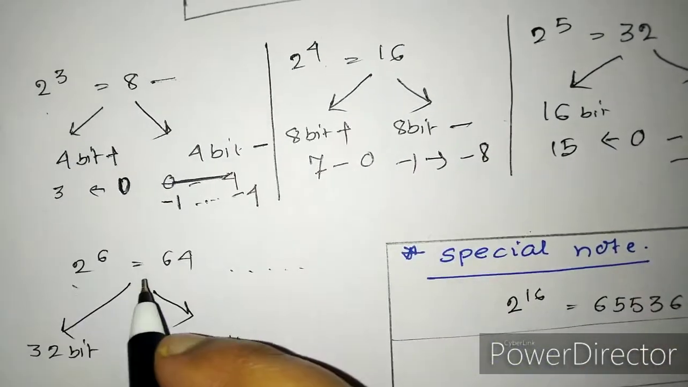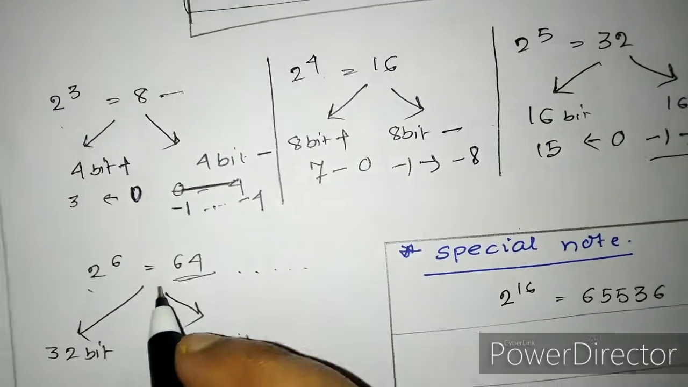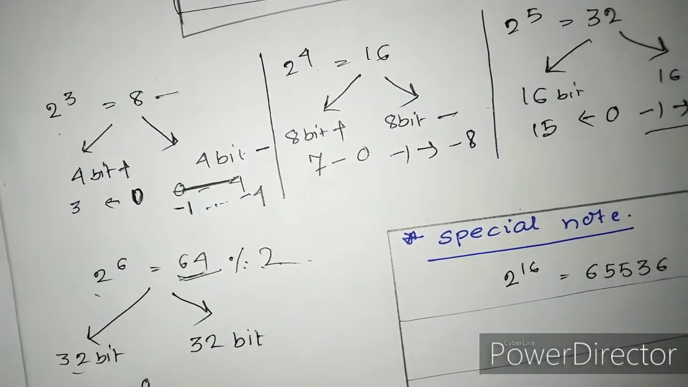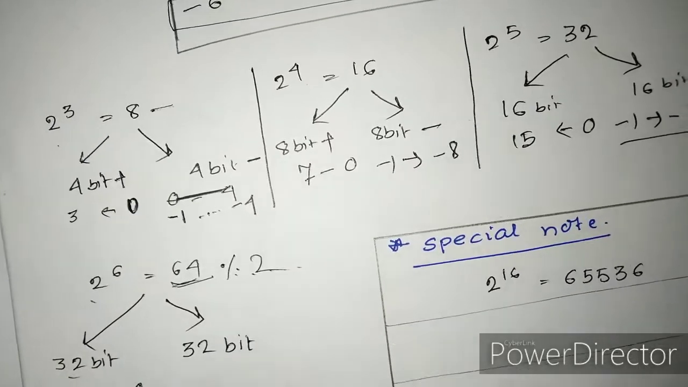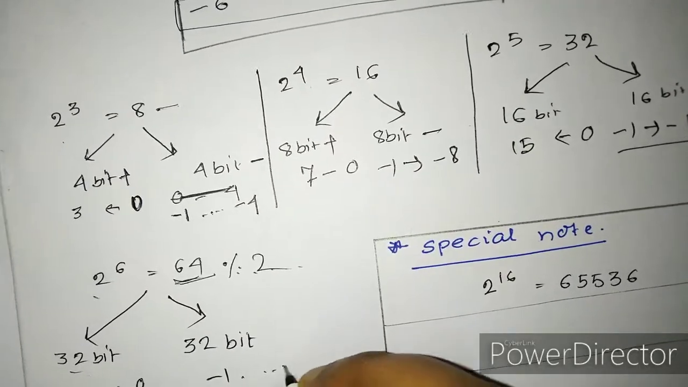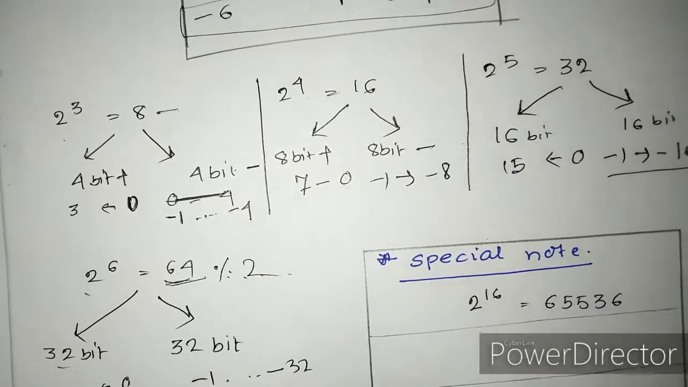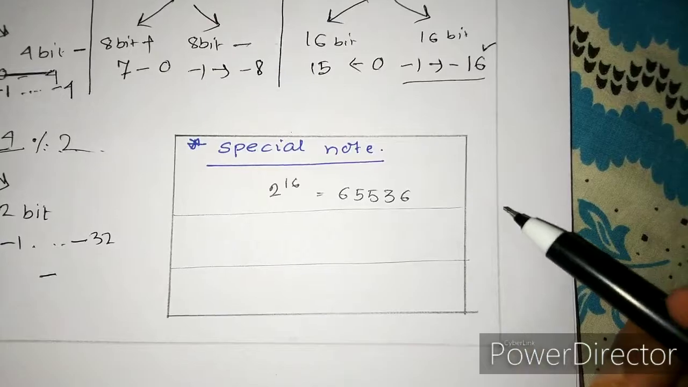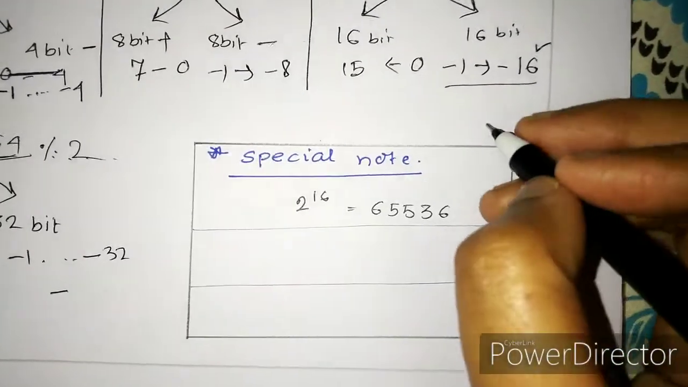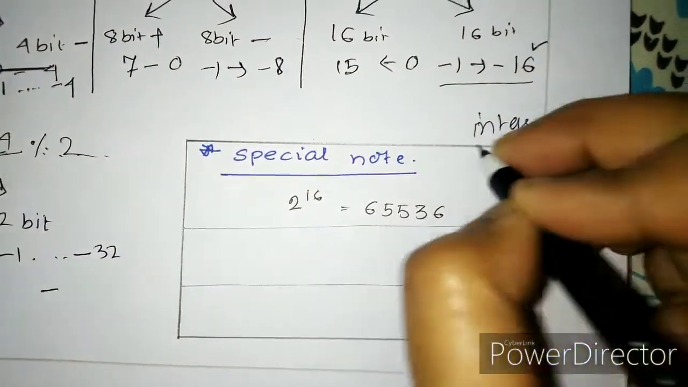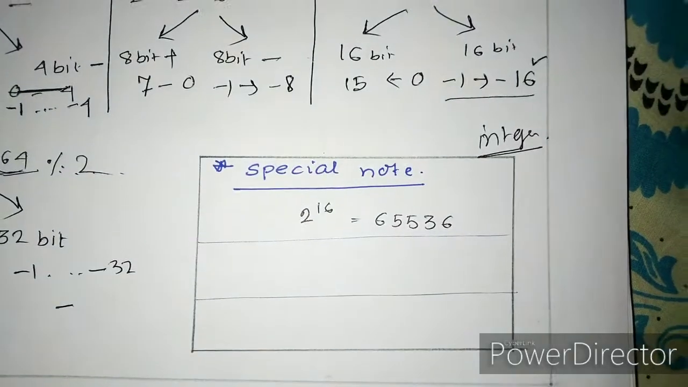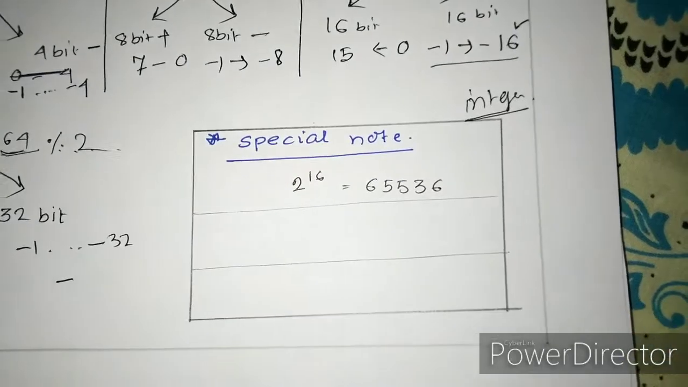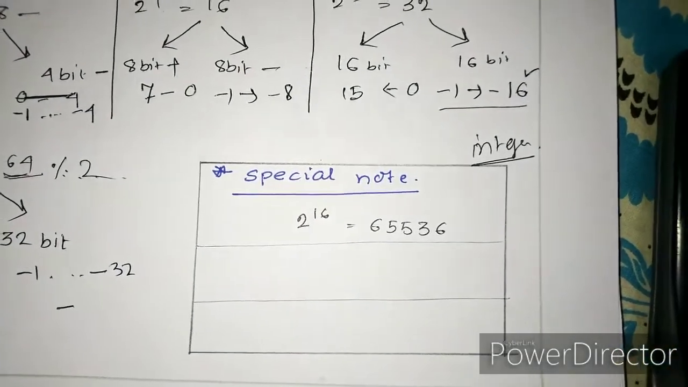Same with, suppose, 2 to the power 6, which is 64. So 64's half is 32. So 0 to 31 will be positive, and minus 1 to minus 32 will be negative. Now here comes a special note. I'm sure that you all know C programming, right? So if we consider integers, we know that there is always a range like minus 32, I don't remember the exact figure. Let me do this for you.